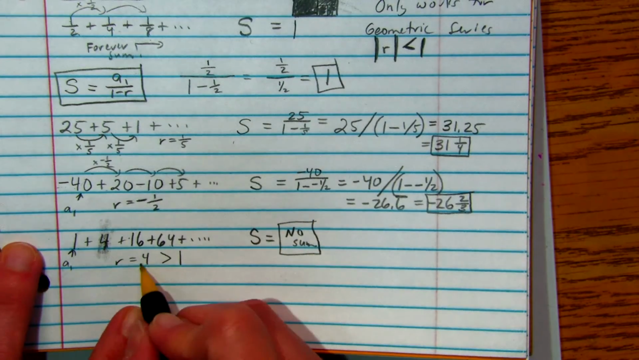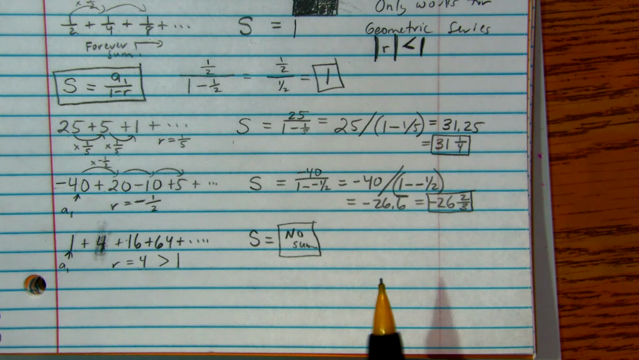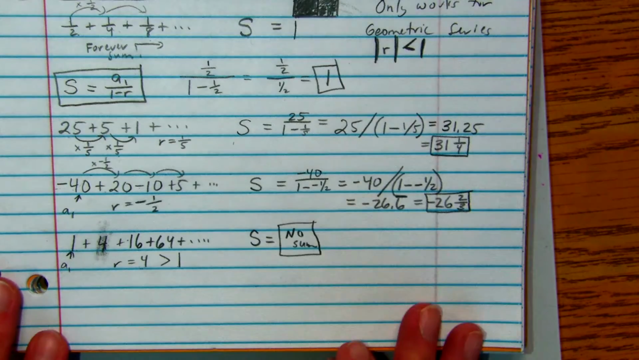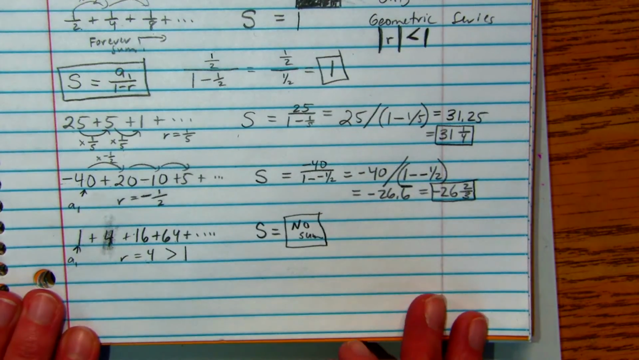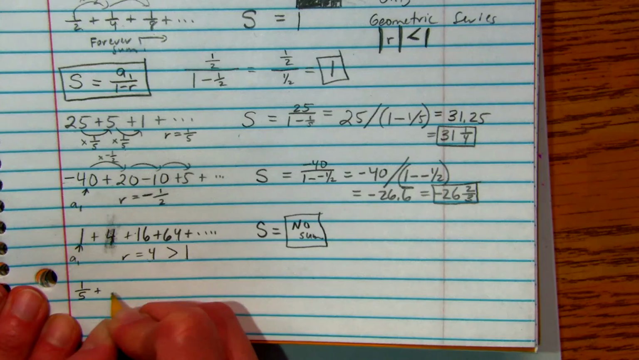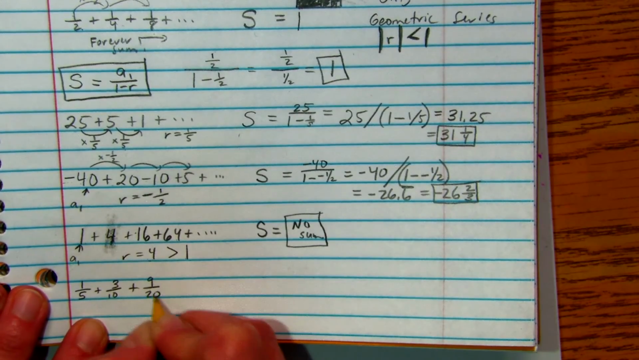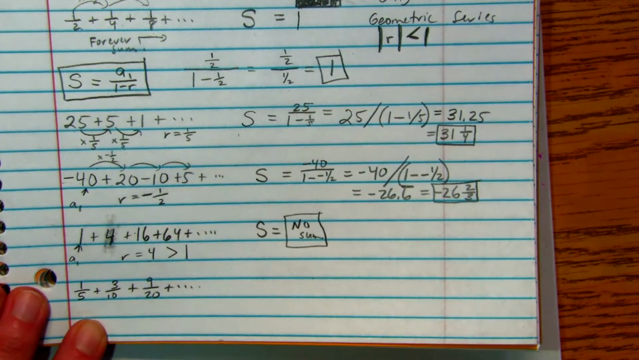R can be positive or negative, but if its absolute value is bigger than 1, it's not a fraction less than 1, then there's no sum. And then I'm going to show you one more tricky one. If you don't have room, you could put it on the other page. 1/5 plus 3/10 plus 9/20. I'm going to show you another tricky fraction one.